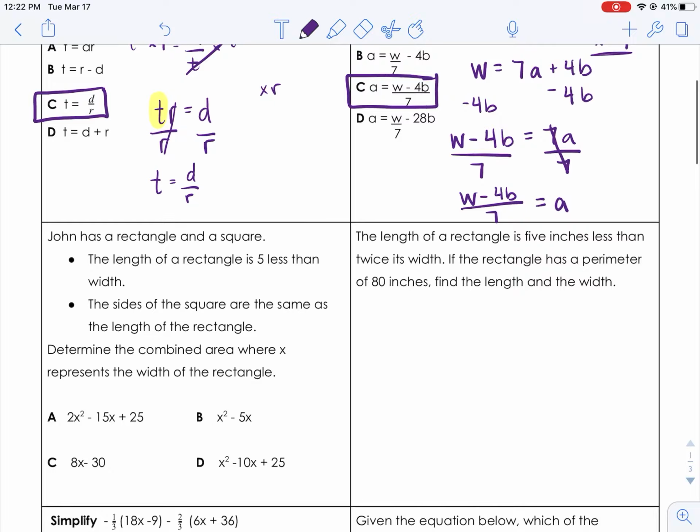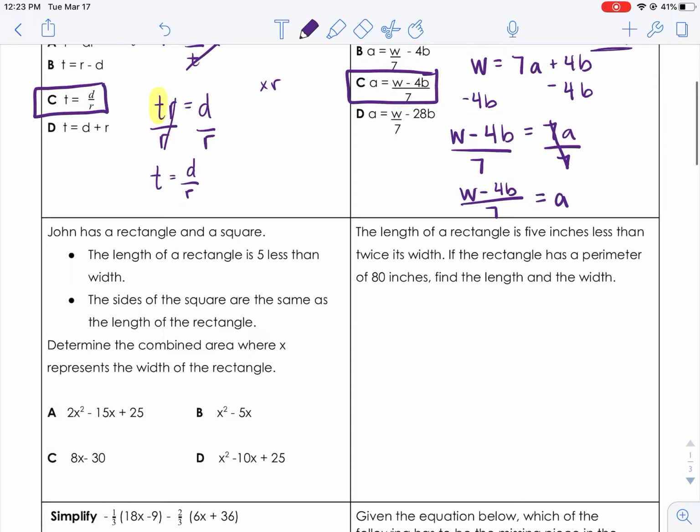All right, our next one is a word problem. I'm going to work over in this box beside that problem, and then I'll move it over at the end.